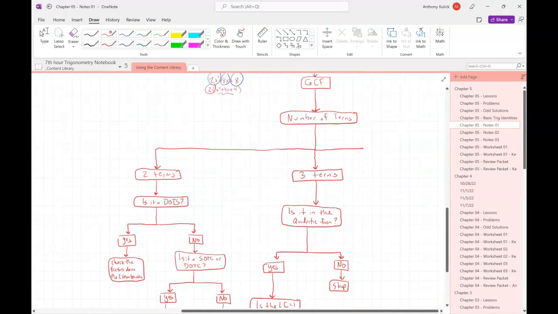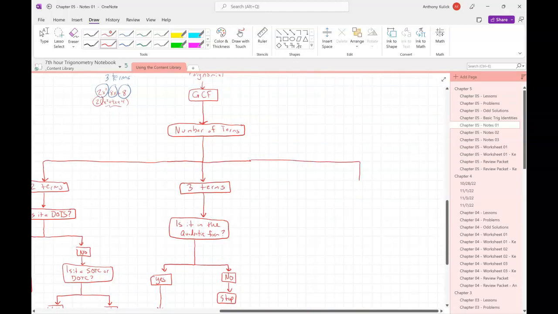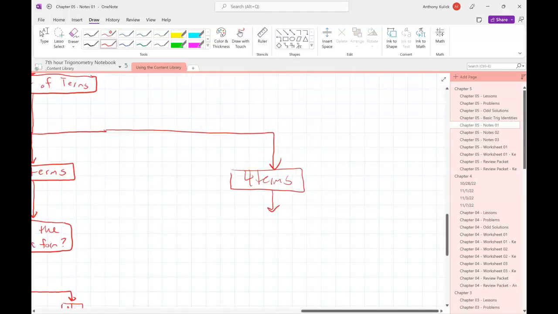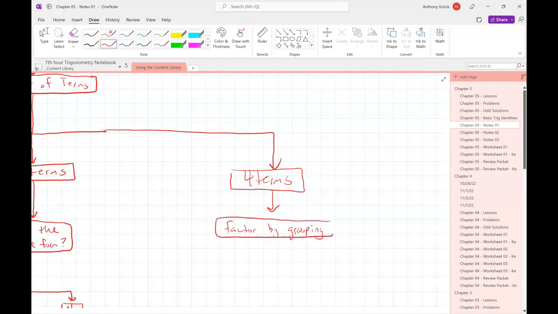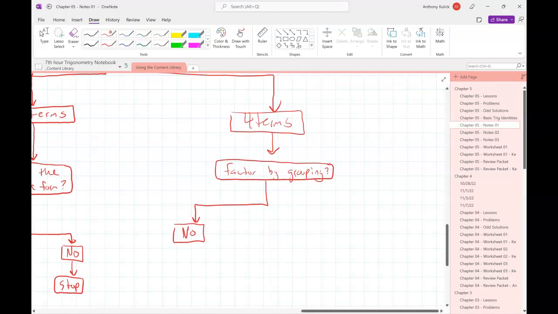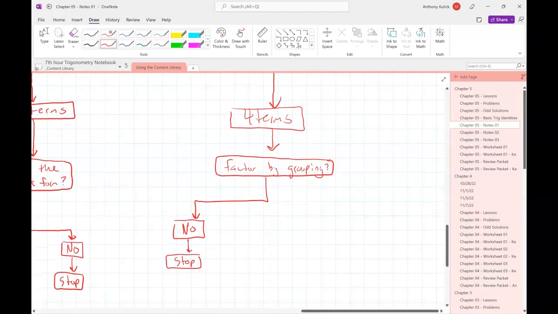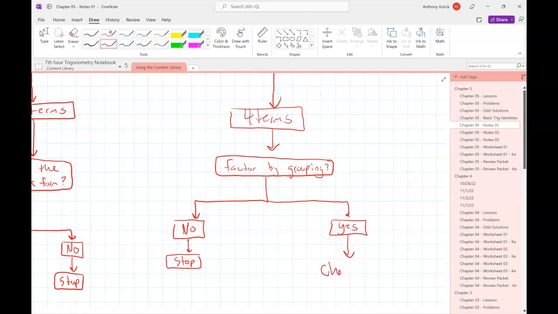Okay. And then the last branch we have is for four terms. There's only one option here, and that's factor by grouping. If the answer is no, then you just stop. There's nothing more that we can try to do right now. If the answer is yes, you'll do that factor by grouping, and then you'll check each factor down the two-term branch.